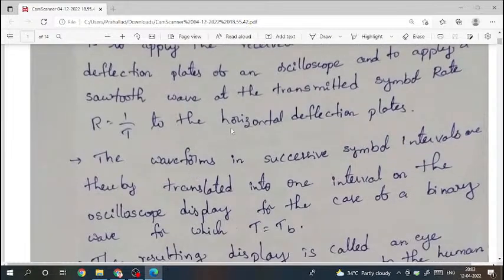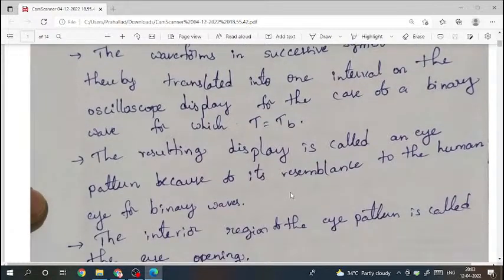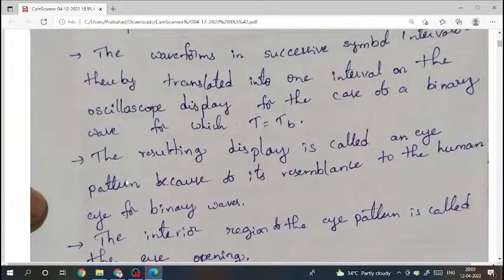By applying the resultant waveform to the vertical and the sawtooth to the horizontal plates, the waveforms in successive symbols, that is in t equals Tb intervals, translate into one interval on the oscilloscope display. So we are applying so many symbols, but those will appear on the oscilloscope display in the interval t equals Tb for the case of a binary wave. The resulting display is called an eye pattern because of its resemblance to the human eye for binary waves.